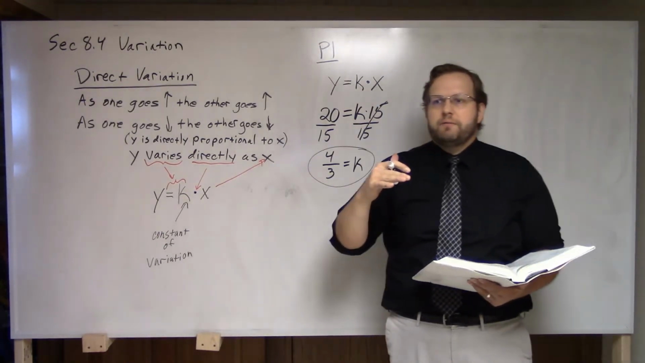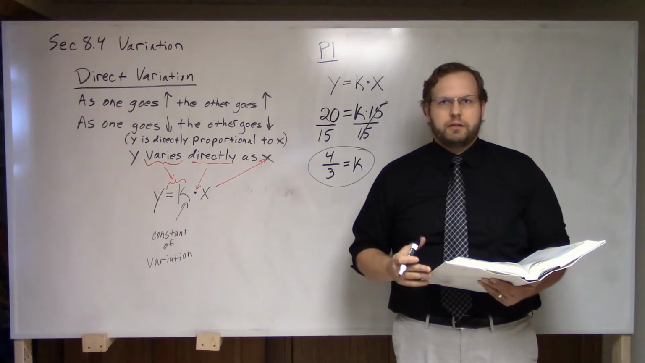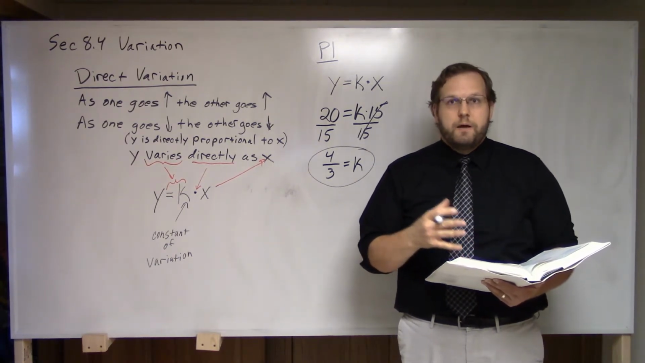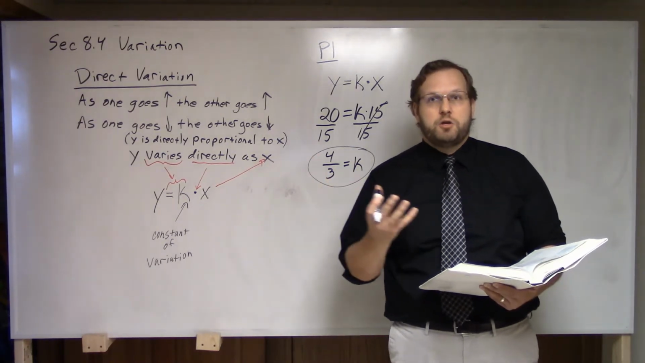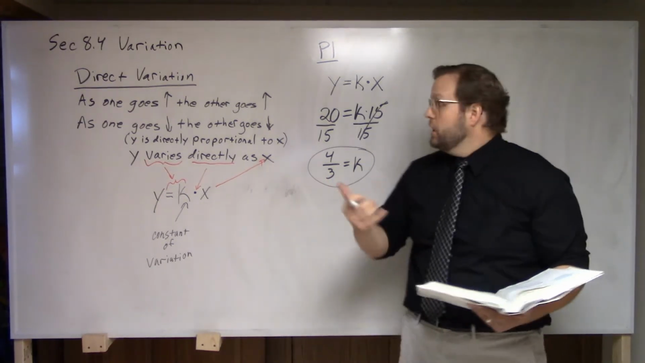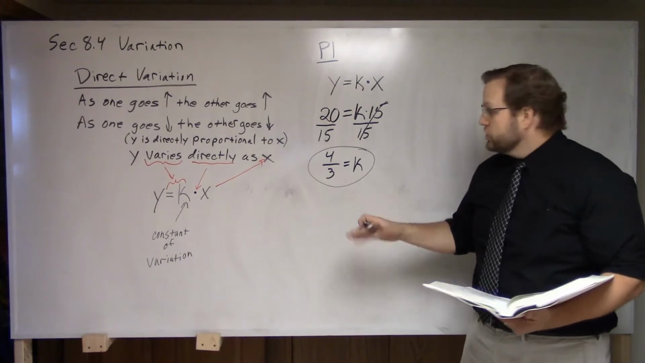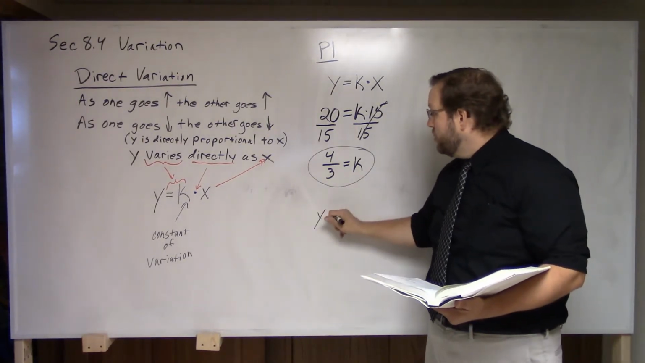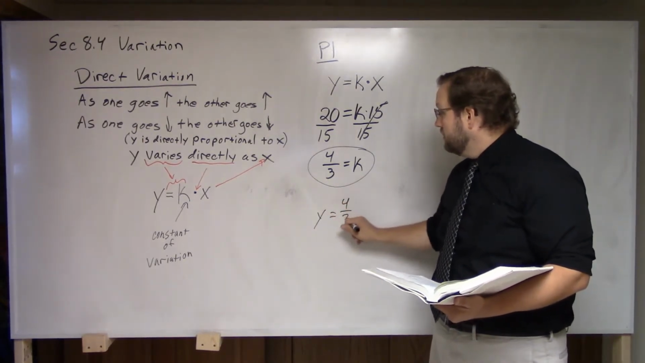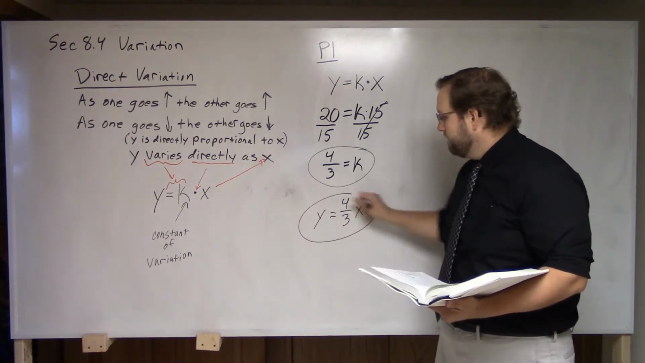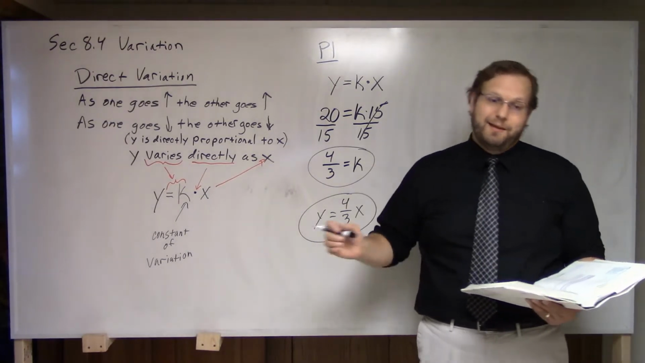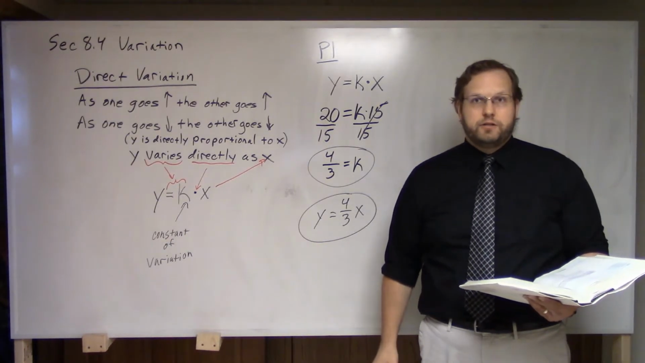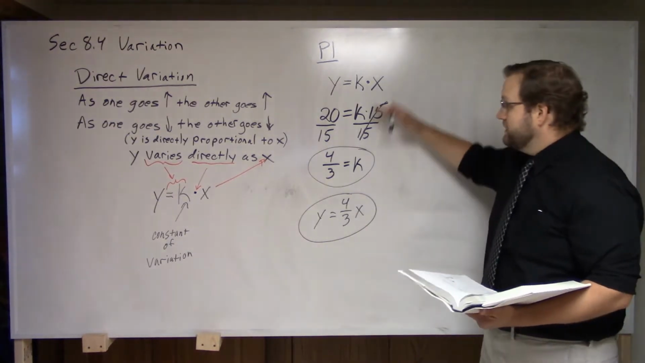Just like when you have a slope-intercept form of a line, you have y equals mx plus b. For that to be a specific equation, you have to have a number in for m. You have to have a number in for b. We have to plug in that k. So this is our constant, and our equation is that. Okay? So all that tells you is find the constant and then plug that thing into the equation. Okay? So this is a direct variation.